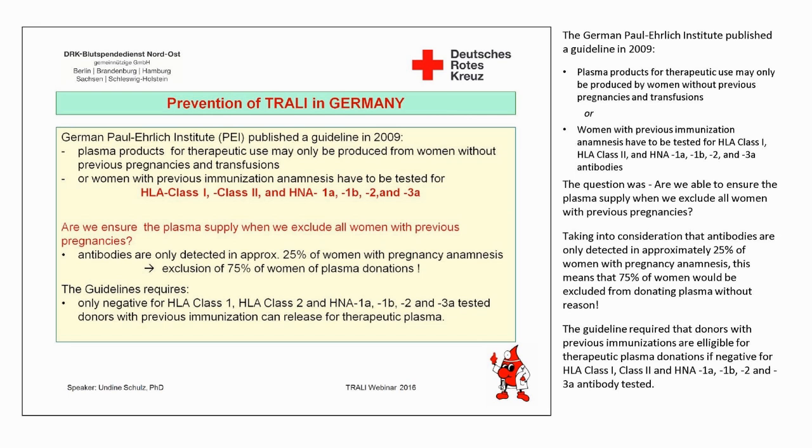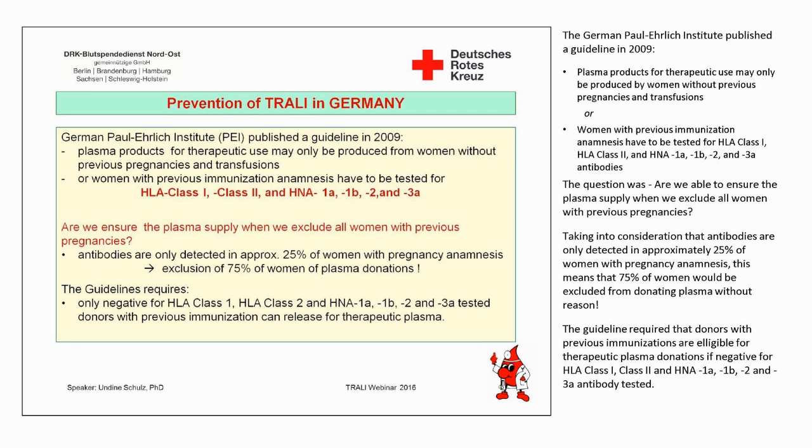The German Paul Ehrlich Institute published a guideline in 2009. Plasma products for therapeutic use may only be produced by women without previous pregnancies and transfusions. All women with previous immunization anamnesis have to be tested for HLA class 1, HLA class 2, and HNA 1A, 1B, 2, and 3A antibodies. The question was, are we able to ensure the plasma supply when we exclude all women with previous pregnancies? Taking into consideration that antibodies are only detected in approximately 25% of women with pregnancy anamnesis, this means that 75% of women would be excluded from donating plasma without reason.